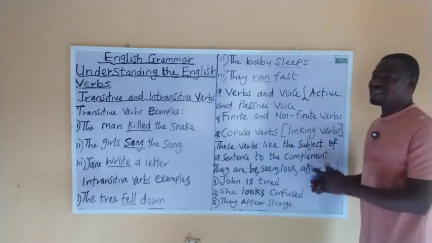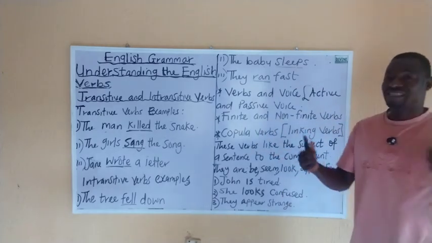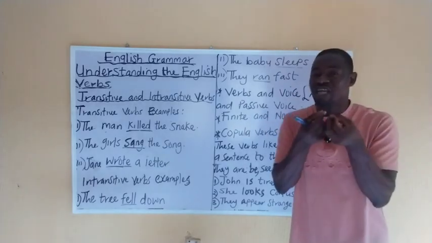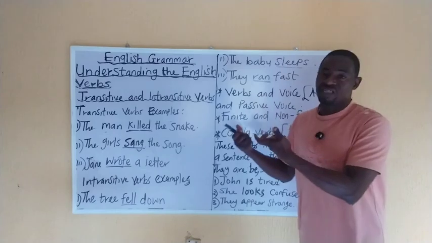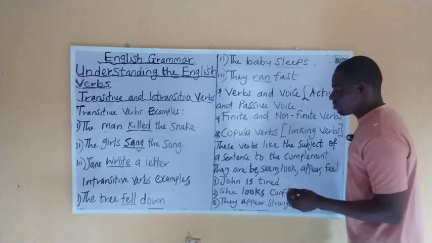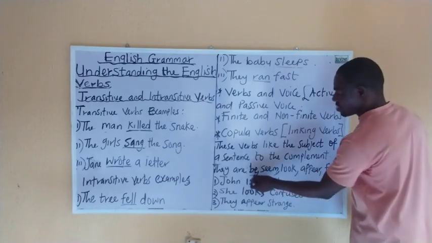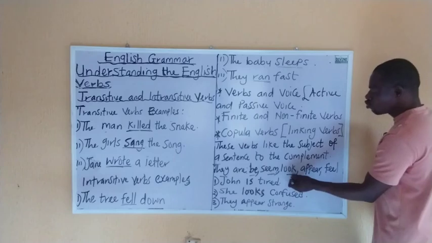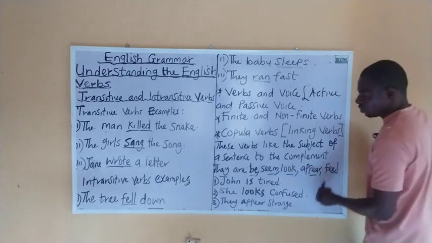Then lastly, verbs can be classified as Copula verbs. In other words, as linking verbs. In this scenario, they tend to what? To link the subject of the verb to the complement. In other words, there are verbs that act as Copula verbs in English grammar. They are be, seem, look, appear, feel.